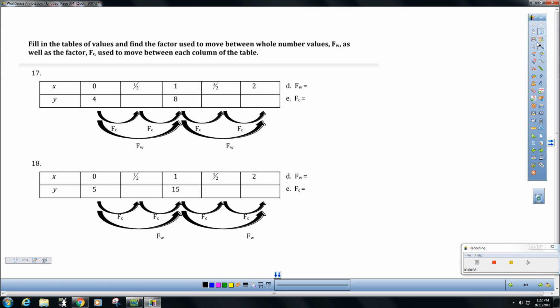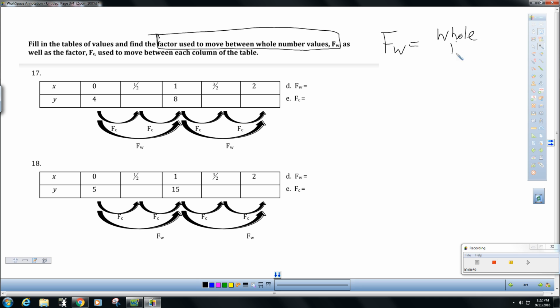So the hint for these is in the directions. Fill in the values and find the factor used to move between the whole numbers. The factor to use, okay, so FW, and again, this is so much more language than it is math, but that is like the total key, just understanding what the symbols mean. FW is the whole number factor. We can figure that out right away.